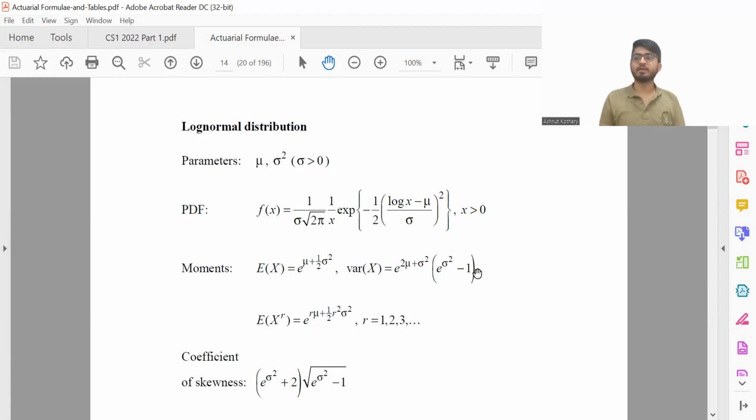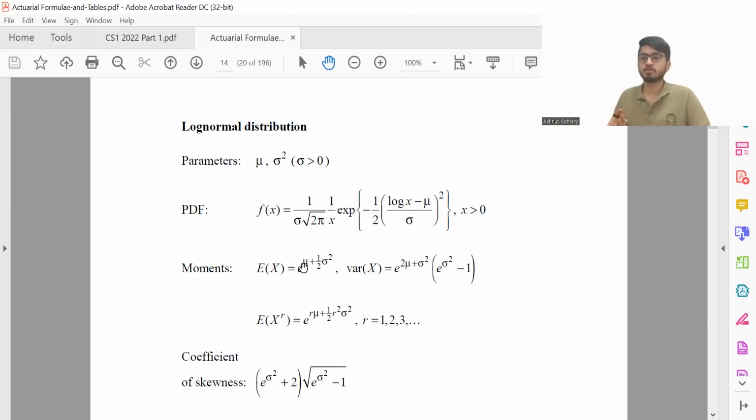So whenever you are told that a random variable follows a log normal distribution with this mean and this variance, find the parameters. What you have been given is the mean value and the variance value. Using this, you need to find, let's say, mu and sigma square. So don't get confused. In normal distribution, mu was the mean and sigma square was the variance. In log normal, that is not the case.